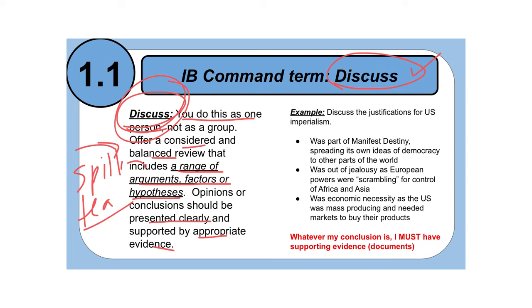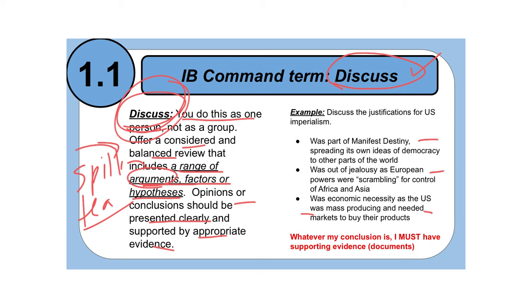And so you're like, well, it was part of Manifest Destiny, the idea that we wanted to spread democracy. We were jealous of Europeans because they were scrambling for control of Africa. And it was out of economic necessity because we were producing so much stuff, we needed to dump it somewhere. So I'm giving you factual evidence. I'm giving you a clear opinion and several different arguments and hypotheses. So this is what discussion is.